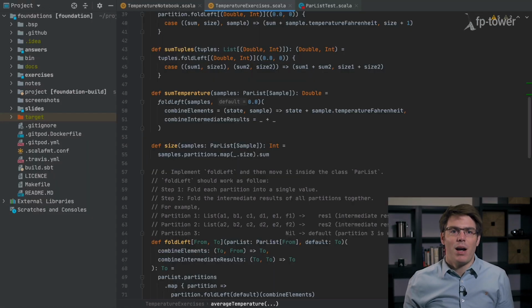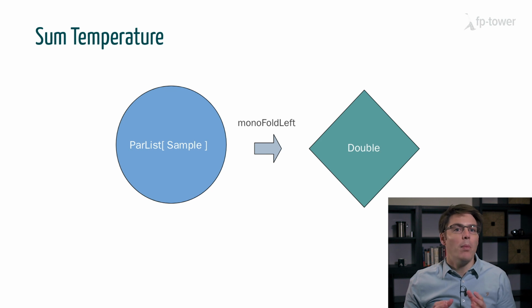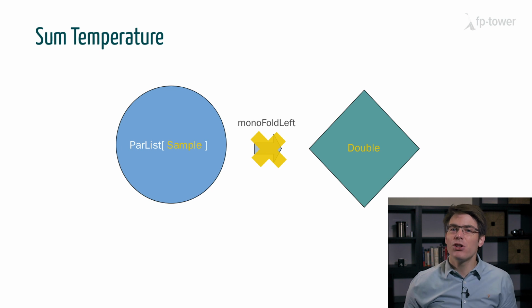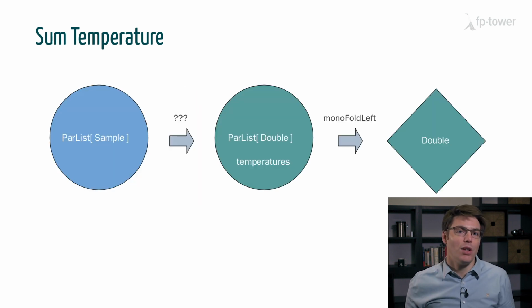Let's have a look at this diagram. We know we can't transform a parList of samples into a double using mono-fold-left, because this function doesn't let us change the type of the elements inside the parList. However, if we had a parList of double representing the temperature for each sample, then we could use mono-fold-left to sum up all the elements, right? Now that's very interesting, because it means that if we can transform a parList of samples into a parList of temperatures, then the problem is solved.